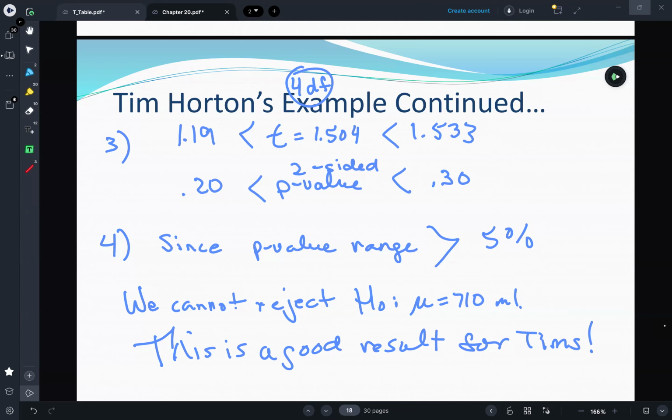Oh, lots of times we reject. We did on the last chapter. Yeah, you never know until you write it out. There's lots of times we reject the null hypothesis.